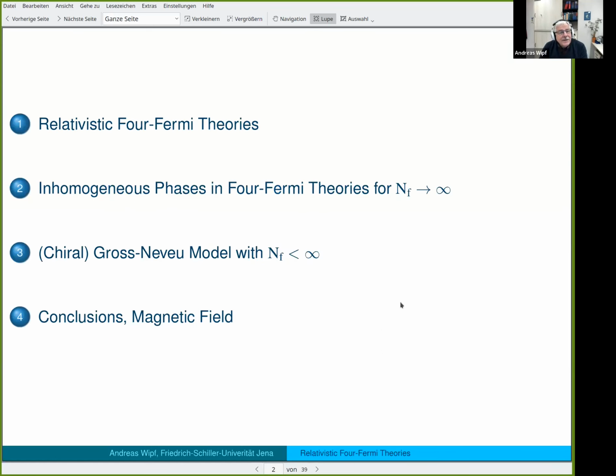I will give a little bit of an introduction on why and where we study relativistic Four-Fermi theories. The next topic will be inhomogeneous phases in this type of models. Then I will be more specific and consider one model. At the end, I will tell you how it generalizes to other Four-Fermi theories. And I end, of course, with some conclusions and some remarks on what may happen if you switch on a magnetic field.